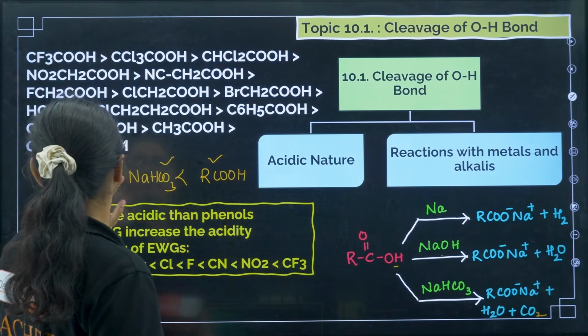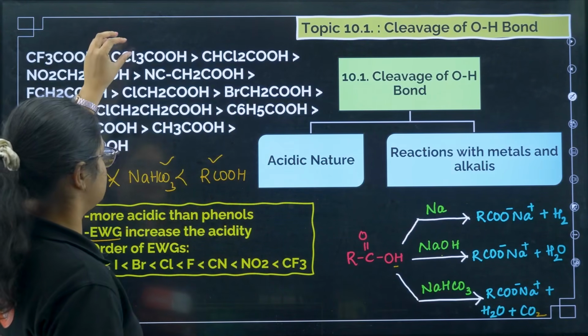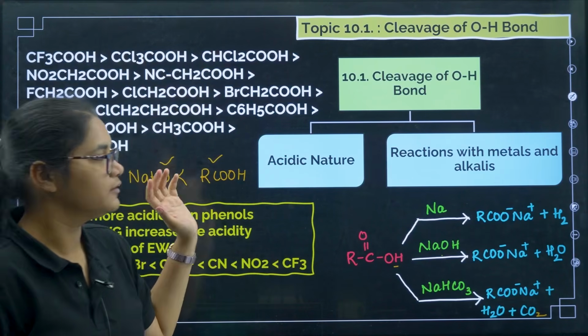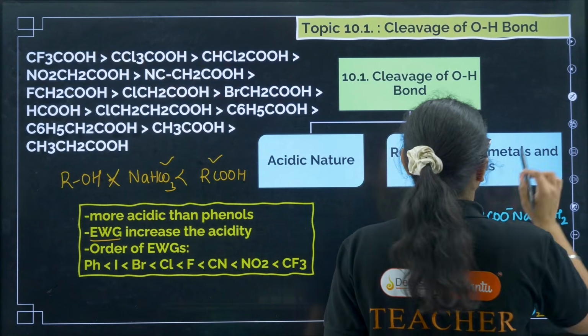Now this is the order given: CF3 is the highest one, then CCl3, then CCl2. Questions are not asked from here, but you can just see this order and guess. So that is the first type.